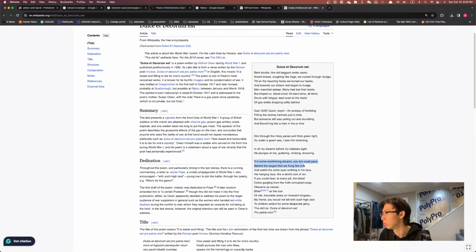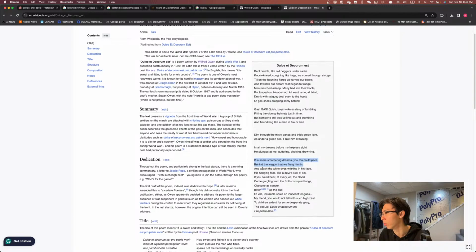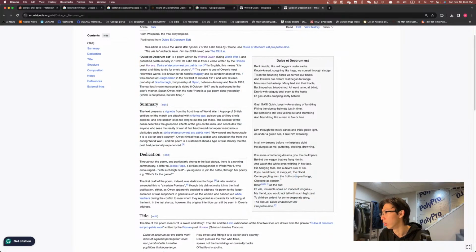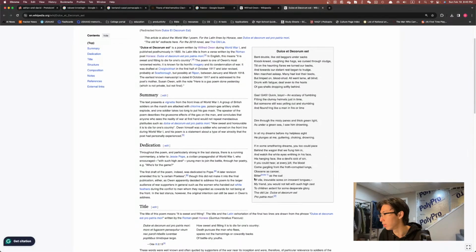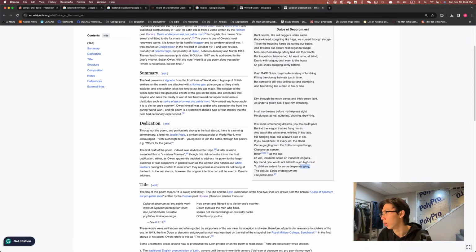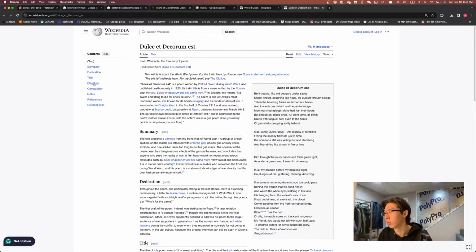If in some smothering dreams you too could pace behind the wagon that we flung him in, and watch the white eyes writhing in his face, like a devil's sick of sin, if you could hear, at every jolt, the blood come gargling from the froth-corrupted lungs, obscene as cancer, bitter as the cud of vile, incurable sores on innocent tongues, my friend, you would not tell with such high zest to children ardent for some desperate glory the old lie: Dulce et decorum est pro patria mori.